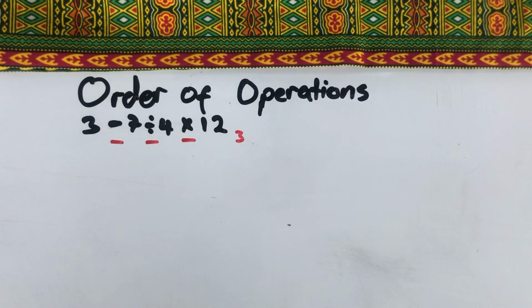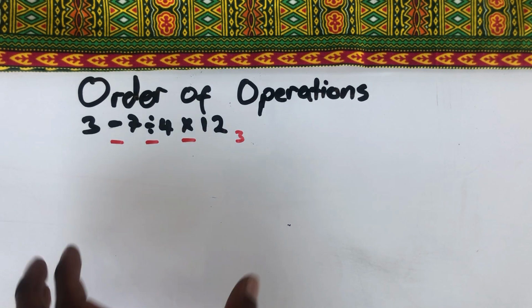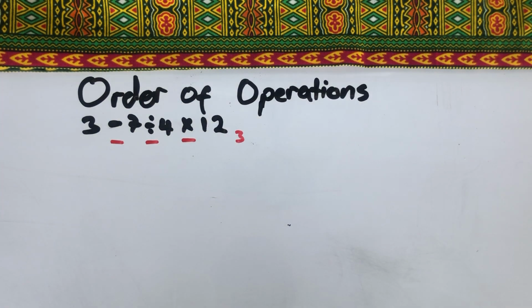You may be asking, why does this order matter? It matters because if we all simplified this expression in a different order, we would get different answers, and mathematics must be consistent.